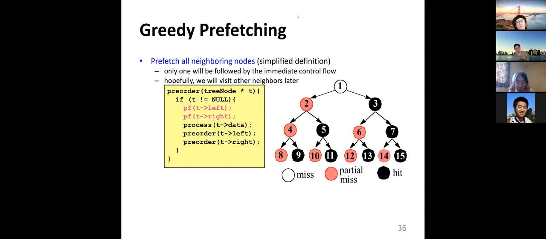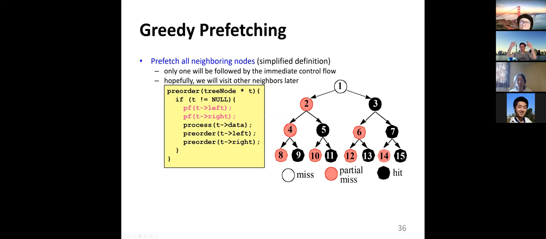The first time I go here, that's a miss. There is nothing else I can do. Then in node two, I'm going to prefetch left and prefetch right. Just follow me. This is a partial miss. Why? Because I get left, then I process the data and then I start to pre-order the left. So the next thing I do is handle the left one. You see that the access to T-left is close to that request. This means it's a partial miss. I prefetched it, but not early enough, so it's still mostly a miss, but not completely.